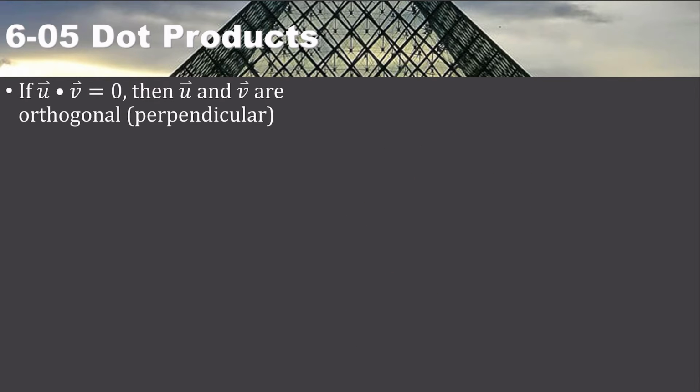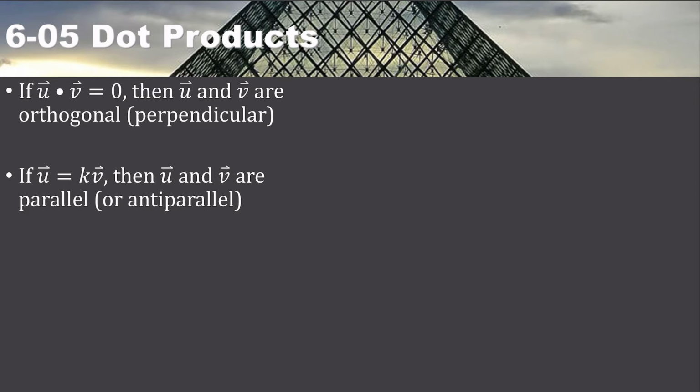All right, since it's magnitude times magnitude times cosine of the angle, it turns out cosine of 90 degrees is 0. So if the dot product is 0, then you know that the vectors are orthogonal, which is a fancy word for perpendicular. If the vectors were parallel, we already know one would be a multiple of the other. So if one is a multiple of the other, then they are parallel, or anti-parallel if they're going opposite directions.